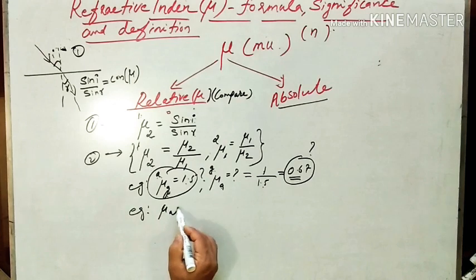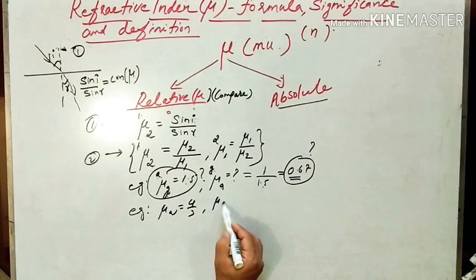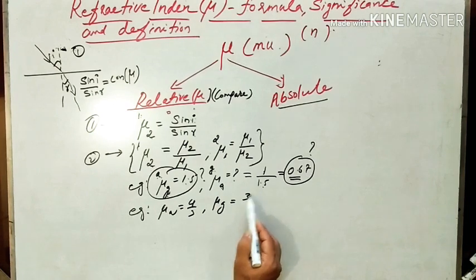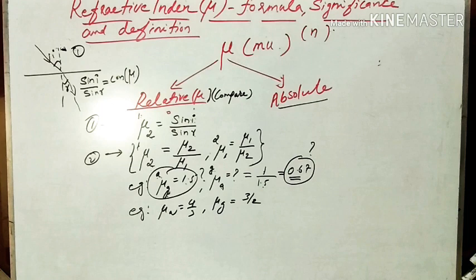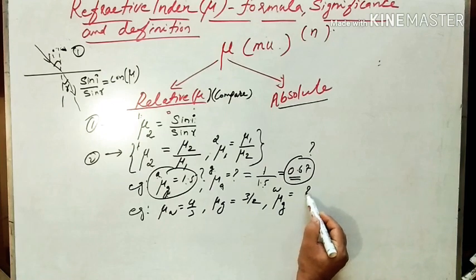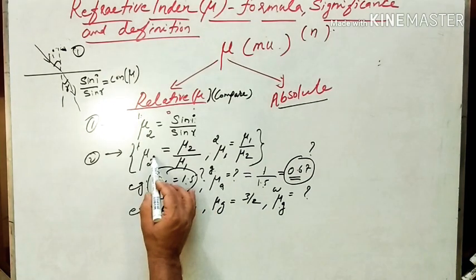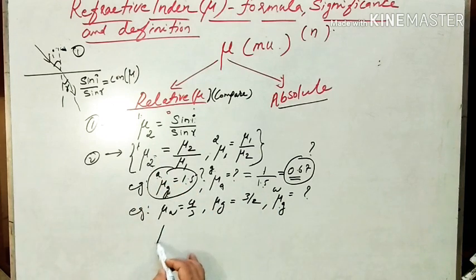Refractive index of water is given as 4/3. Refractive index of glass is given as 3/2. Clear? So what is the refractive index of glass with respect to water? This is our question. So relate it with this context. How do you write it? Refractive index of glass with respect to water.